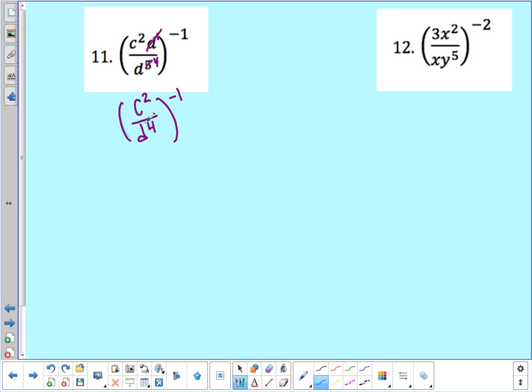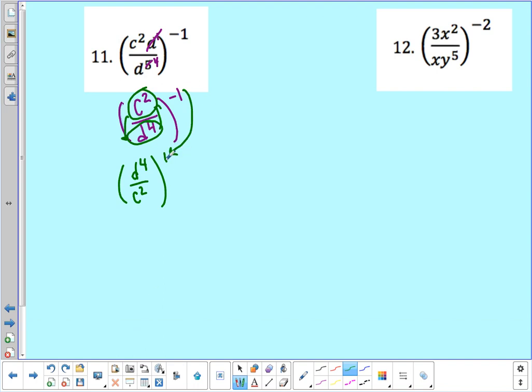So everything that's on the top needs to move down to the bottom. Everything that's on the bottom needs to move up to the top. So basically, all you're doing is flipping the entire fraction. So that's what I'm going to do. I'm going to flip the whole fraction. D to the fourth goes to the top, c squared goes to the bottom, and I make this positive. So that -1 turns to a +1.